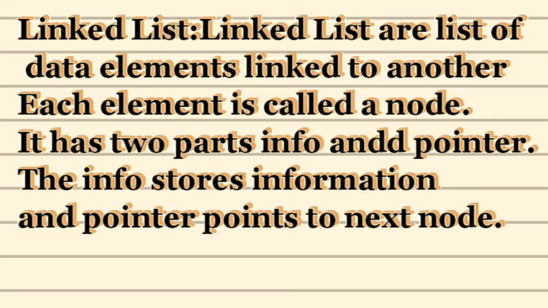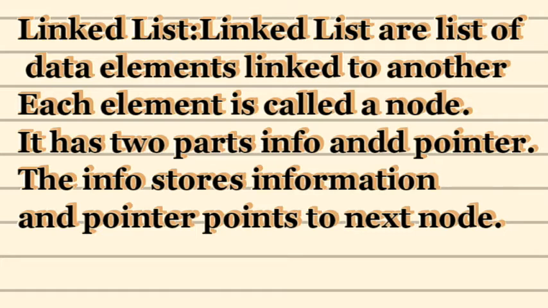Suppose you have a first node which has some information and then a pointer. The pointer will point to the next node, and then accordingly point to another node. When we have a number of nodes linked together, that is known as a linked list.